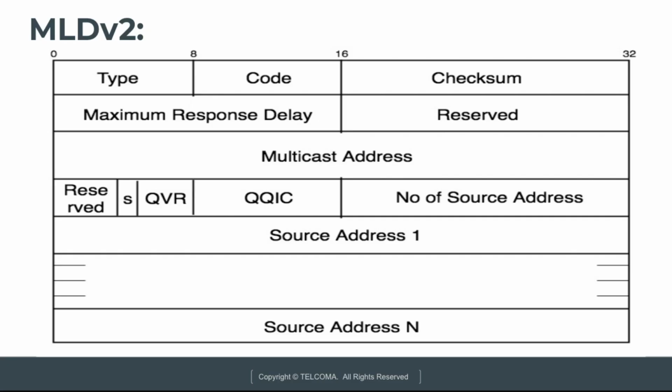Now this is a packet of MLD version 2. Here it is also 32-bit wide, but it is a longer packet which will have the fields type, code, checksum, maximum response delay, reserved, and multicast address. After that, the new fields are added over here: reserved, S field, QRV field, QQIC field, and the next one is number of source addresses. And after that you have to add the source addresses, according to the number of source addresses you have, the addresses of those particular nodes.